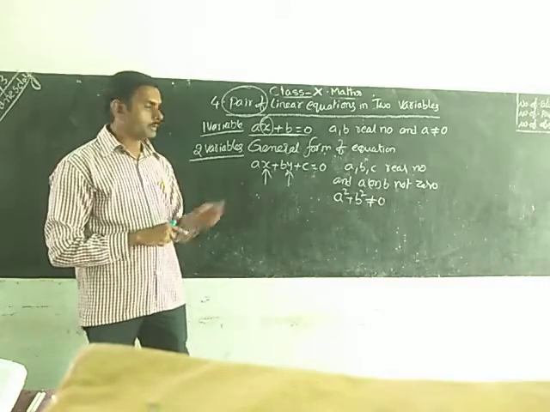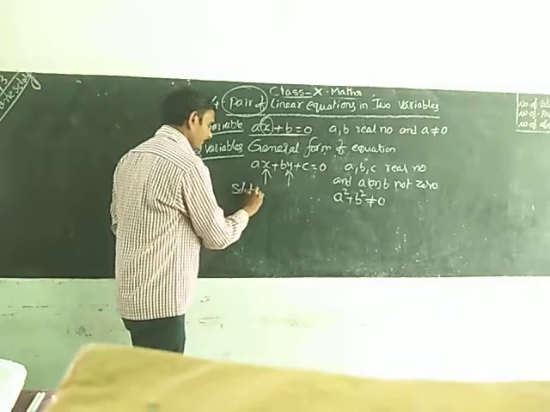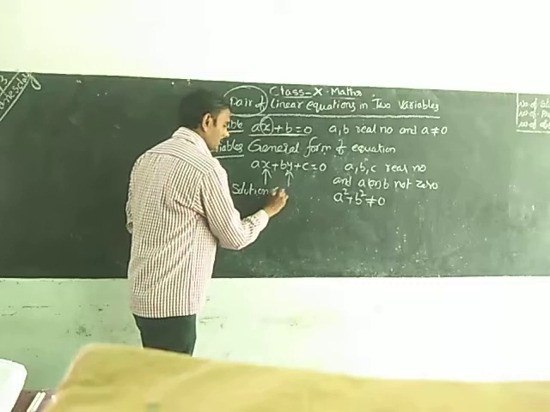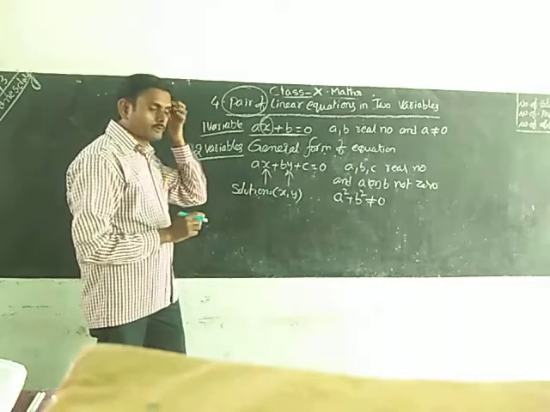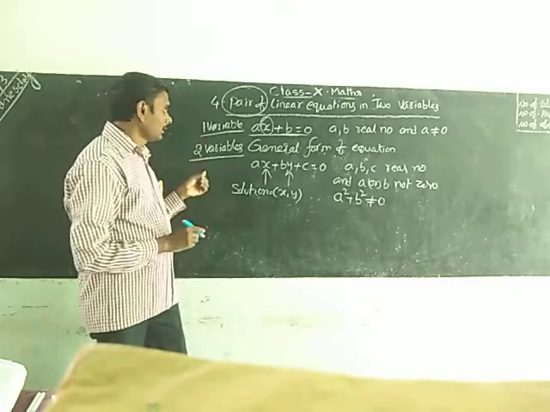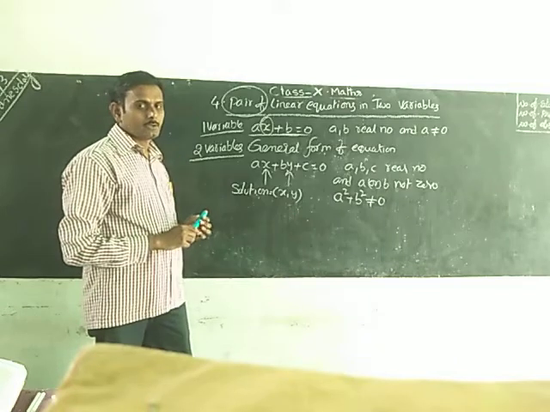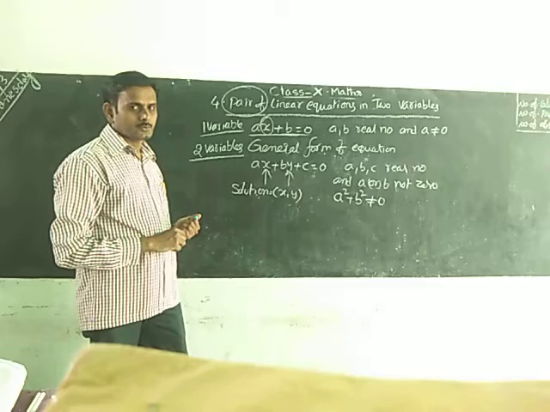Okay, now we will go for the solution. Solution equal to x comma y. X comma y is called the solution. The x value and y value are both the solutions of the linear equation in two variables. Pair means what? Pair means two.